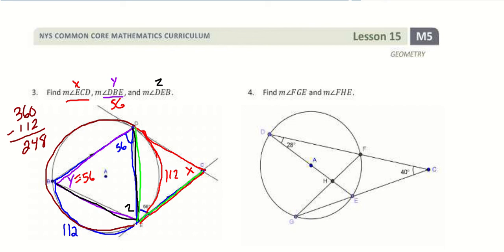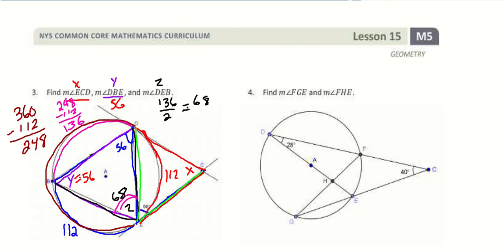Also, once we know that this is 248, this other arc, BD, is 248 minus 112, which is 136, and angle Z here is inscribed to there. So we can do 136 divided by 2, which is 68. So that's the measure of this angle.